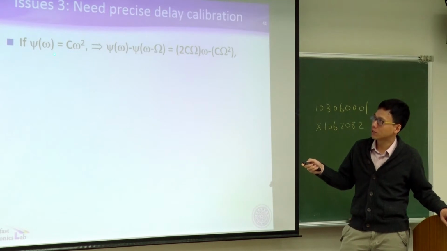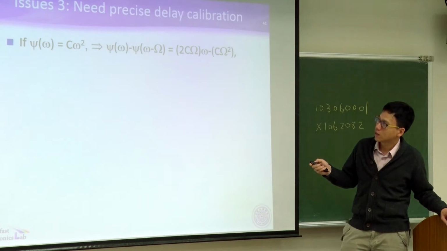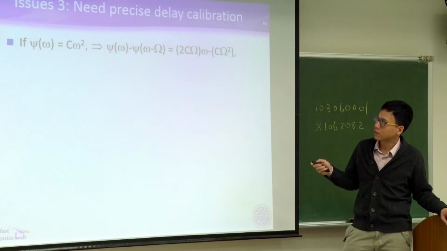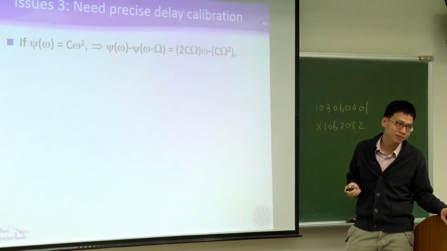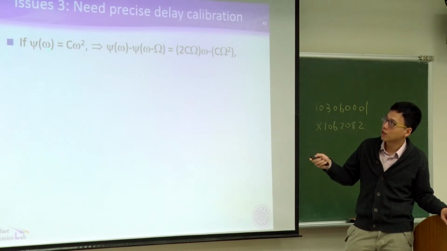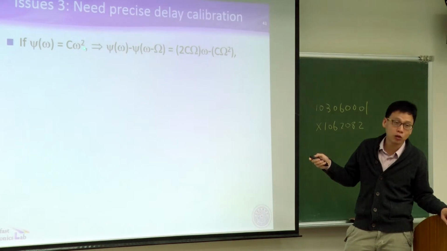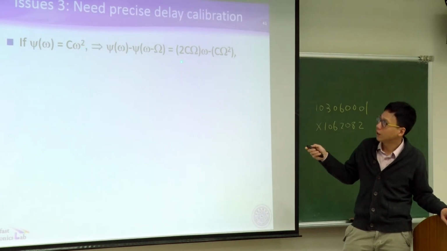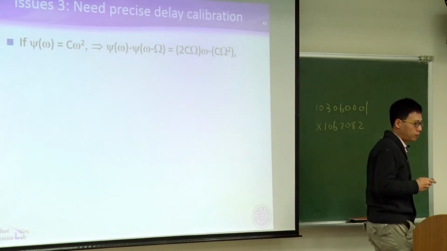Let's assume the spectral phase to be measured is a simple quadratic function, coefficient c times omega squared. Then the spectral phase difference function should be a linear function of omega. Just substituting psi of omega by c omega squared: psi of omega minus big omega equals c times (omega minus big omega) squared. Calculation will give you this one. Okay, a linear function of omega.